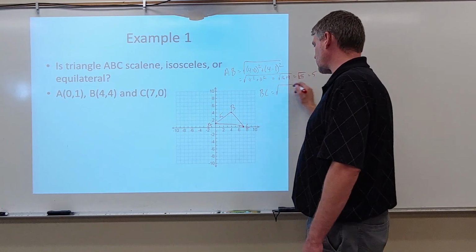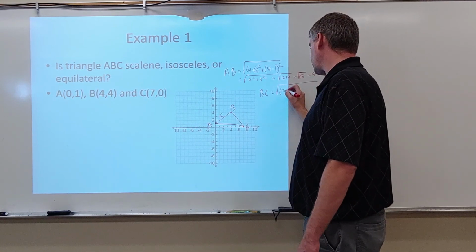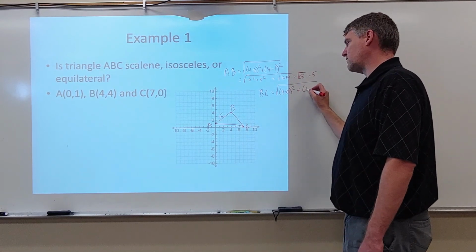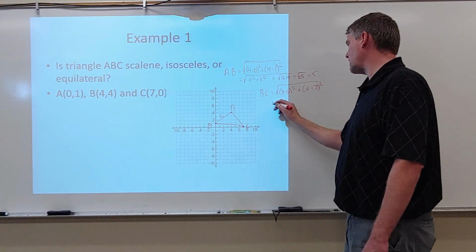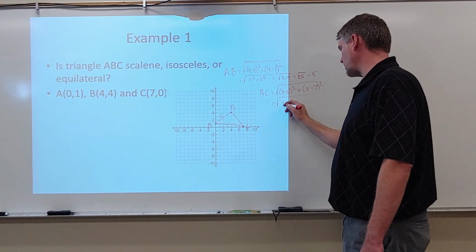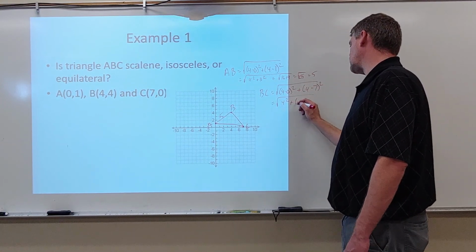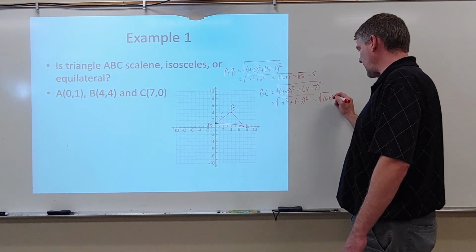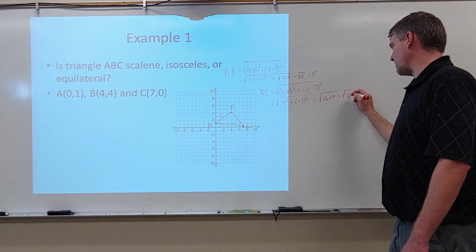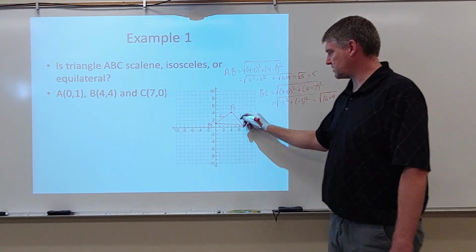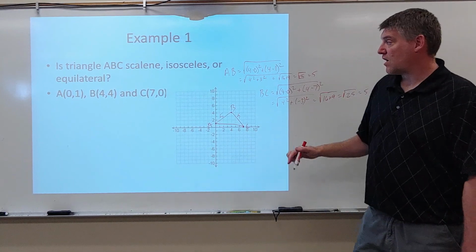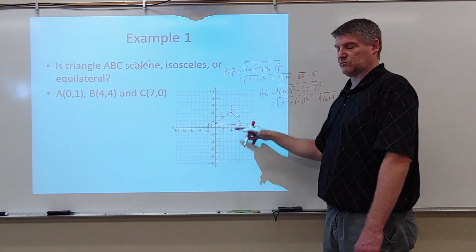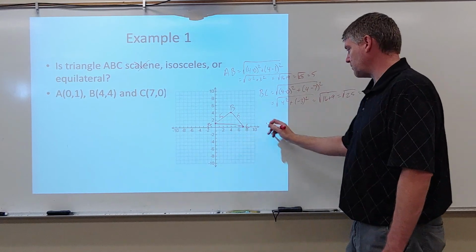So I'm going to go the square root of 4 minus 0 squared plus 4 minus 7 squared. That gives me the square root of 4 squared plus negative 3 squared, which is going to give me 16 plus 9, which is the square root of 25, which is 5. So this is 5, this is 5. I already know that it's not scalene because they're not different. Now I need to see if this one's 5 to see if it's equilateral.